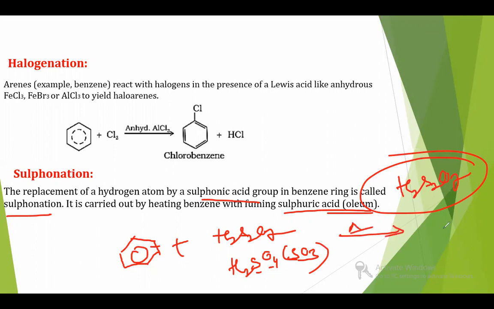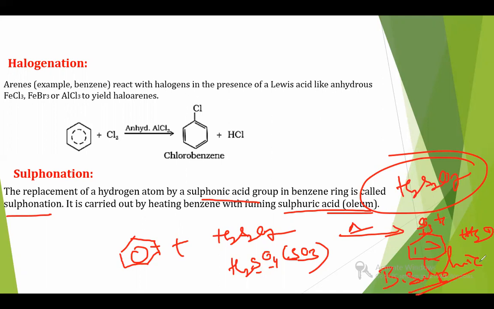So upon heating it will give C6H5SO3H with the formation of water. This C6H5SO3H is called benzene sulfonic acid. Benzene sulfonic acid.